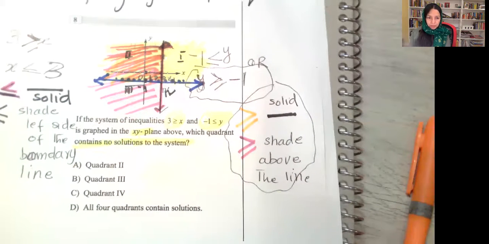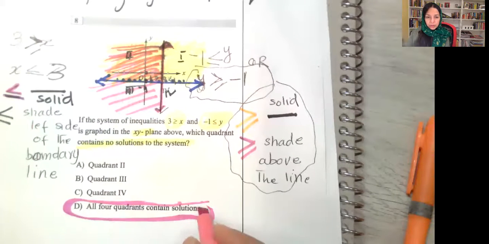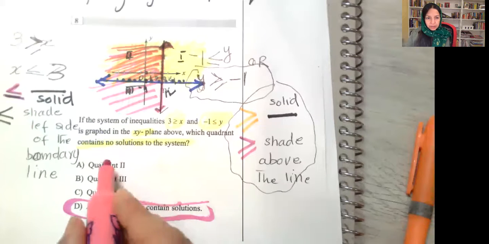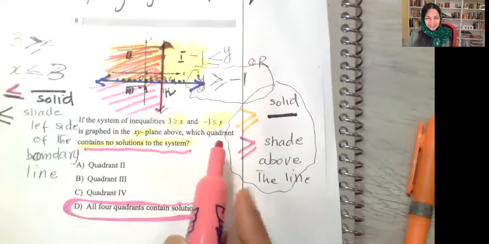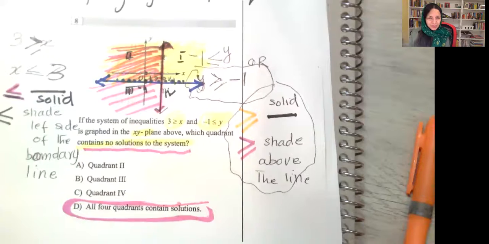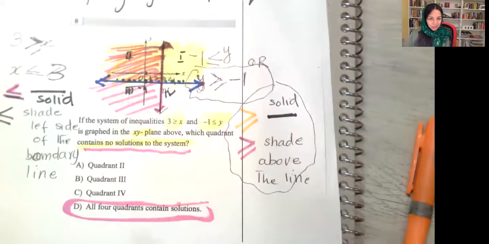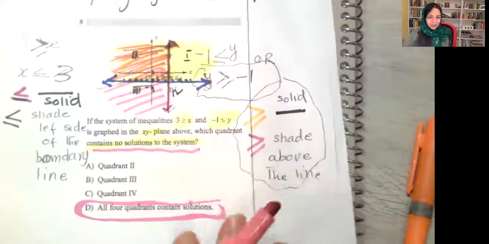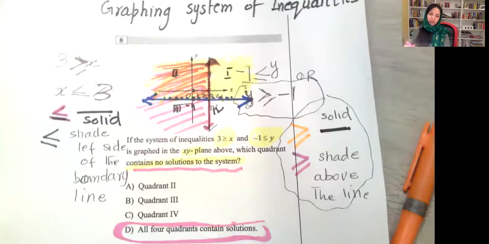So the correct answer choice is choice D, which is all quadrants contain solutions. That's a slightly deceiving question. If you are not paying attention, you might wonder where there is no solution, but you go to your graph, look at your choices, and choose what you see on your graph. The solution from your graph should match the correct choice, which is choice D.